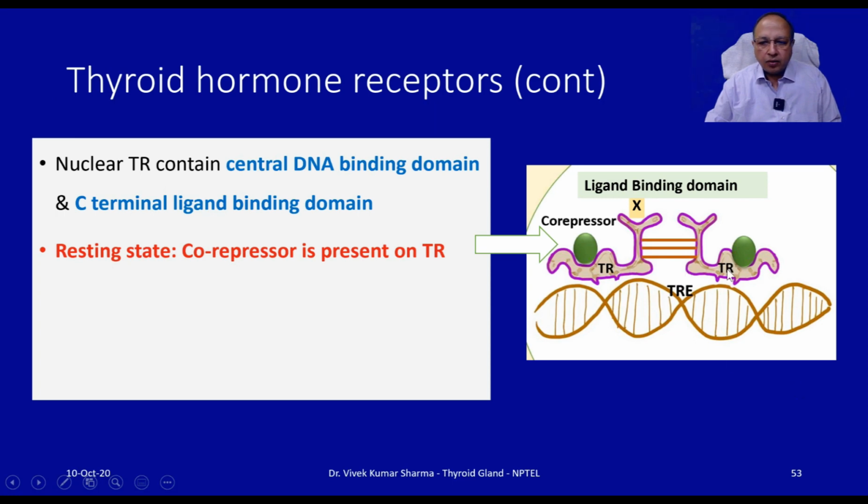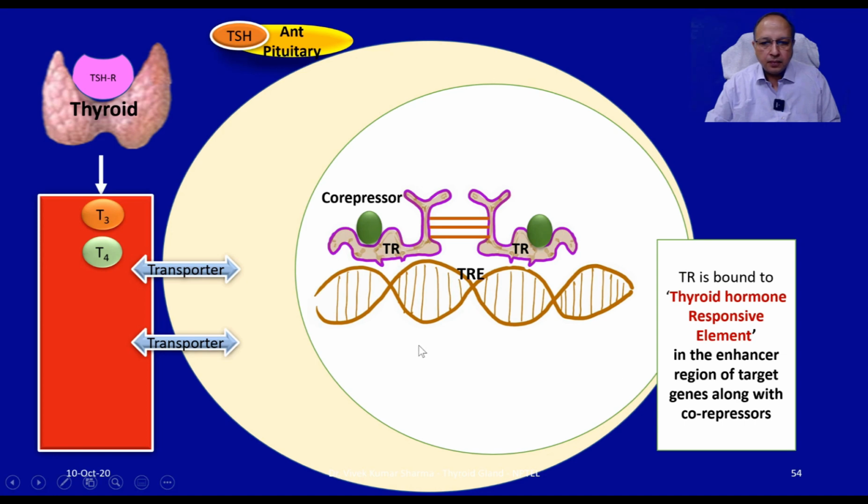When we see this thyroid hormone receptor, it has a central DNA binding domain and a terminal ligand binding domain. But in the resting state, there is a co-repressor present on the thyroid receptor. So this thyroid receptor is bound to the thyroid hormone responsive element in the enhancer region of the target genes, along with the co-repressors. When there is stimulation via the TSH released from the anterior pituitary, it acts on the TSH receptors on the thyroid gland.